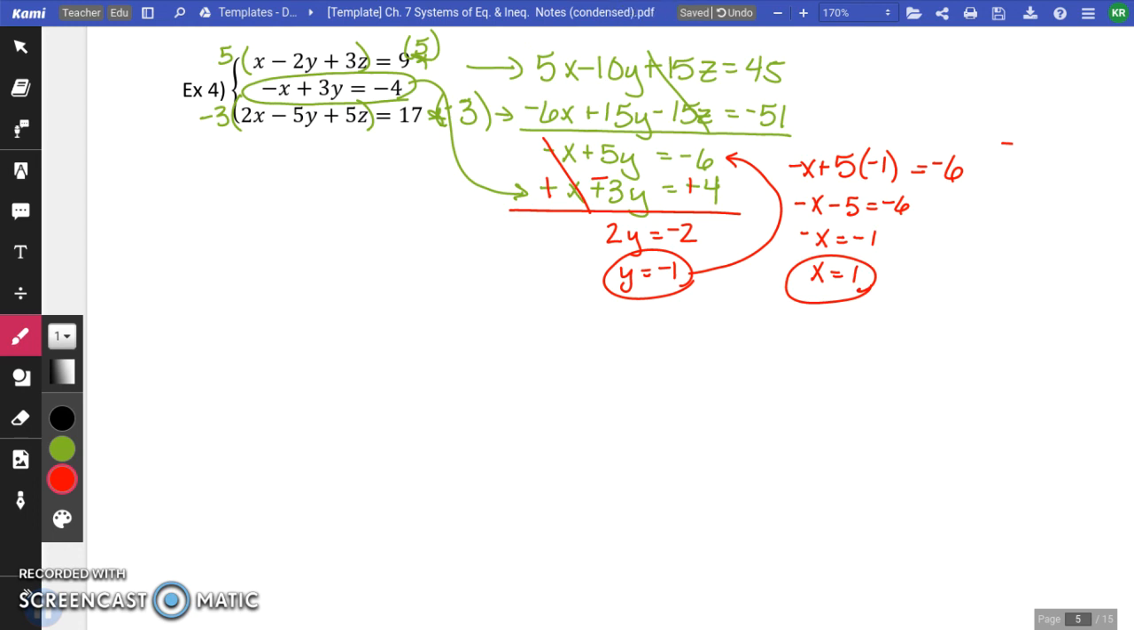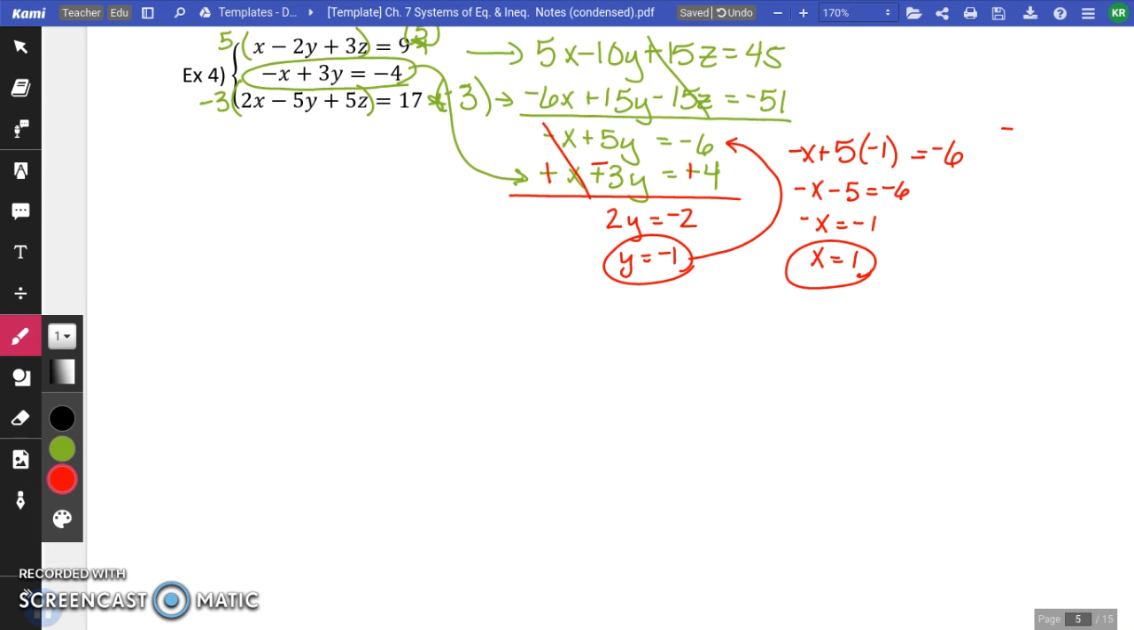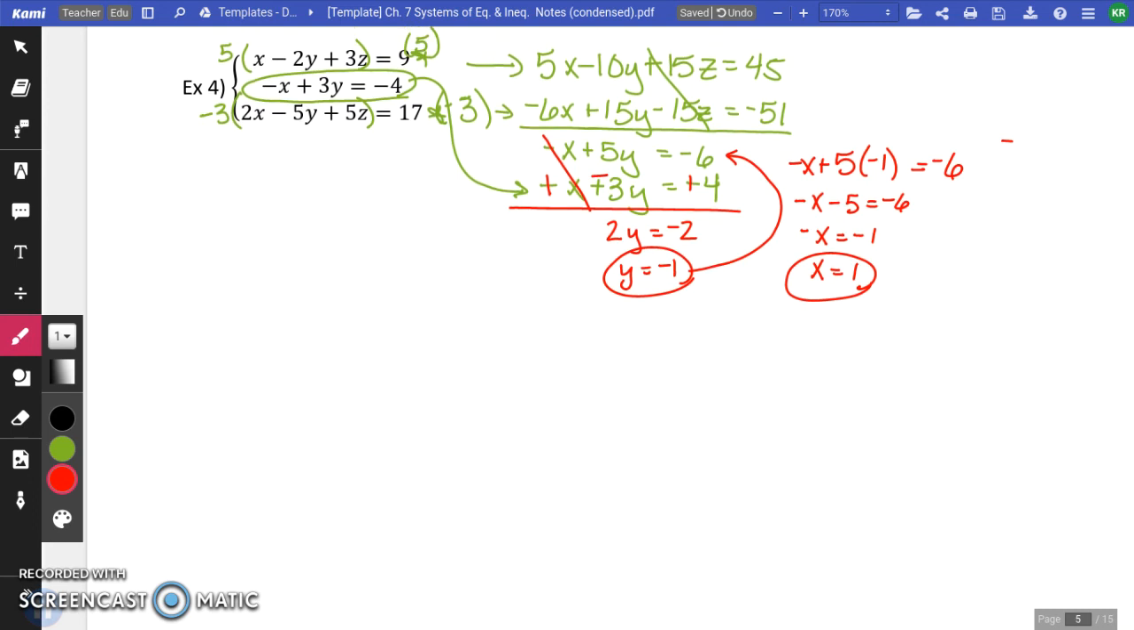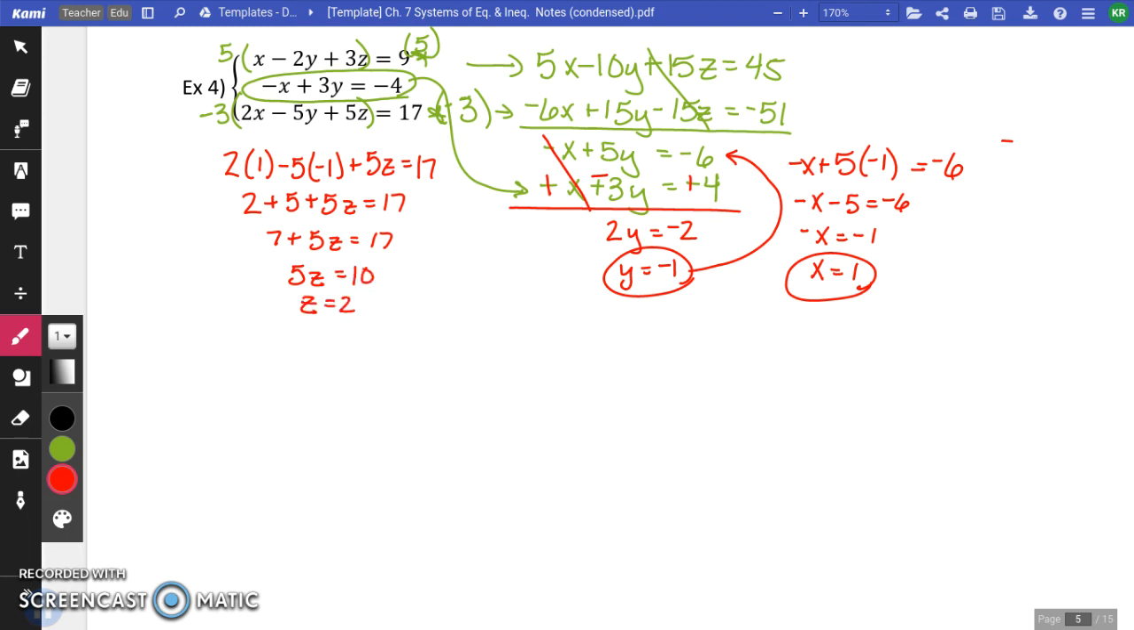So now, again, I can take my x and my y. I would go back to one of my original equations. I think I'll use this last one. So my x is 1, my y is negative 1, and now I can solve for z. So I get 5z equals 10, z equals 2. So my ordered triple x, y, z.